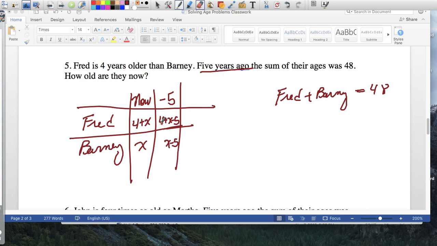So on one hand, I have X plus 4. So I'll write the whole thing: X plus 4 plus X minus 5. That's Fred's age 5 years ago, right? We're going to add that to X minus 5. That's going to equal 48.